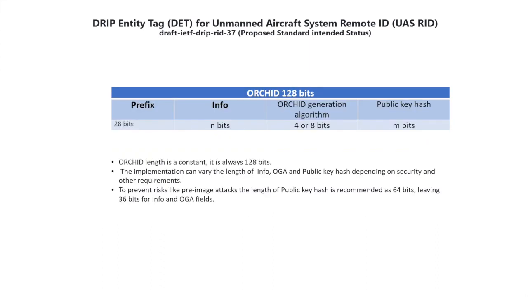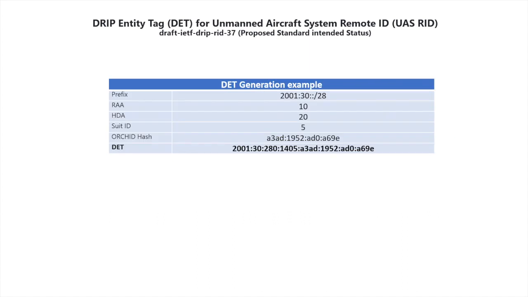ORCHID is overlay routable cryptographic hash identifiers, a new class of identifiers defined in RFC 7343. In the context of DRIP, ORCHID binds with the DRIP entity public key. So DET itself binds with the public key as well, giving the possibility to check a signature and authenticate DET. This slide shows an example of HHIT and DET itself, which is just a concatenation of its parts.